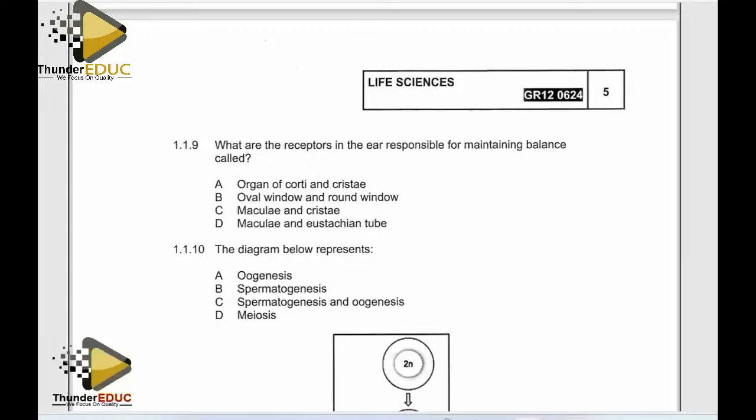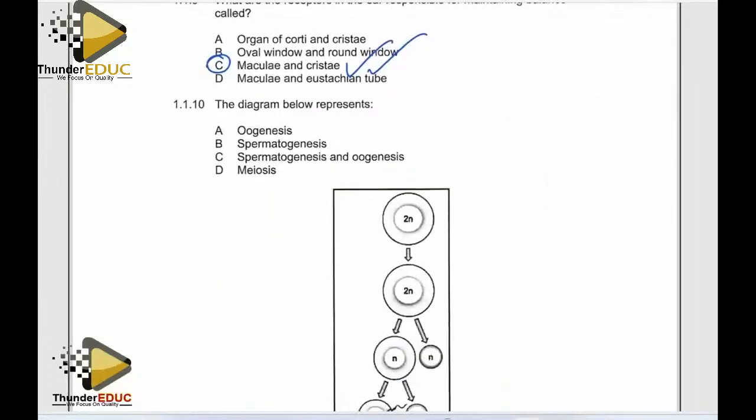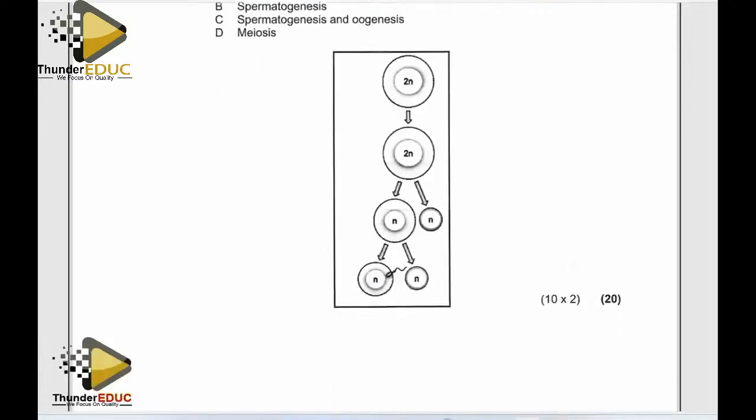It's the cristae and the maculae. If you follow the Saidi's mode of balance, I think you get it right. Yes. So it's the cristae and the maculae. So that is the most correct answer. Then they're saying that 10. The diagram below represents what?